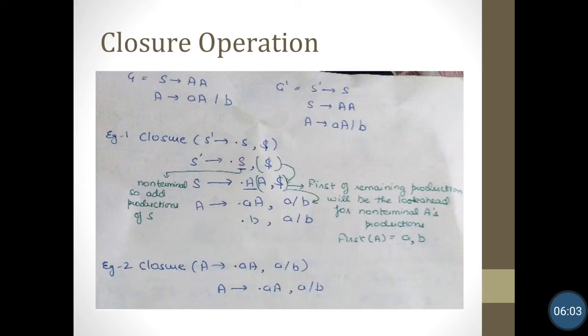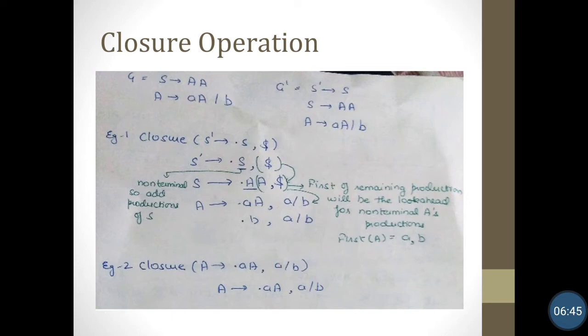In s dash goes to dot s, we will add production of s, and to generate the look ahead for this next s symbol, we consider the remaining production of the s dash rule. So first of remaining production will be the look ahead for the non-terminal a production. Here there is nothing, so we will copy same look ahead as in the s dash.